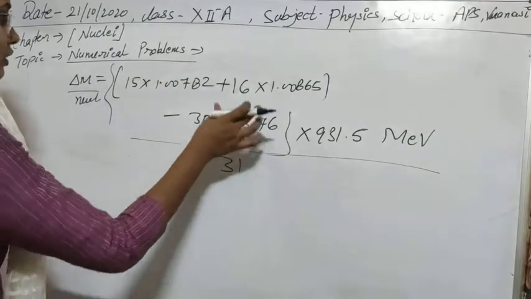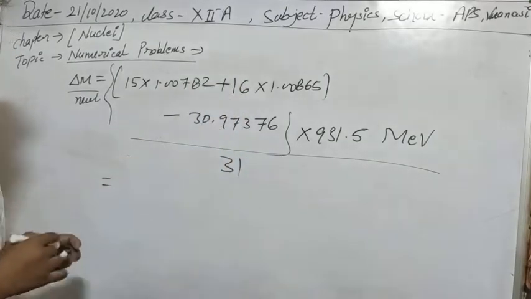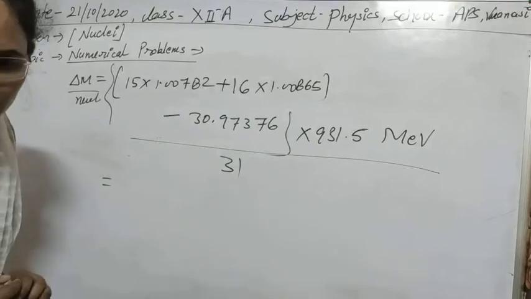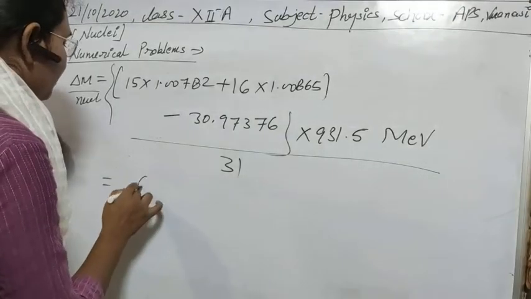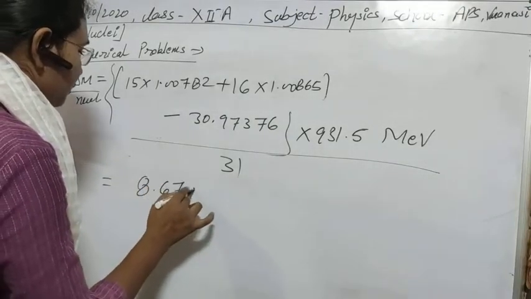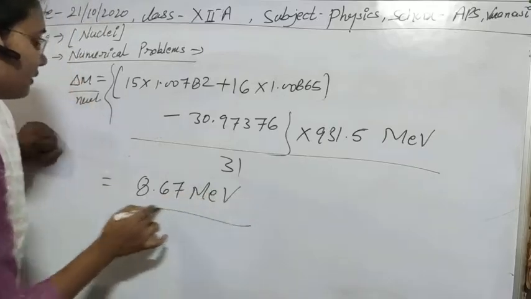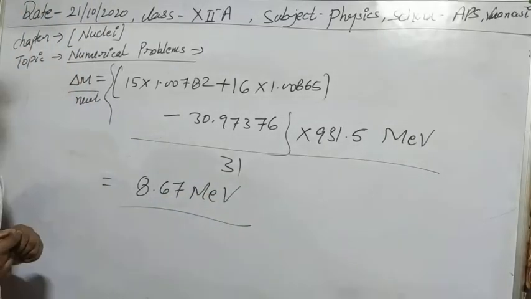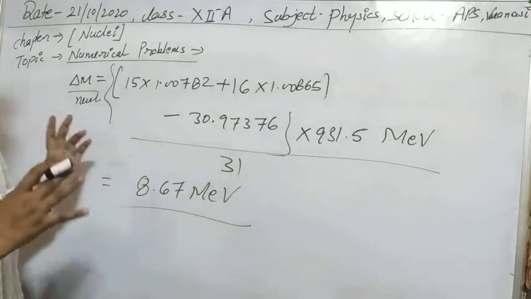So 31 nucleons are there, and we can solve this value, and after solving this we will get the binding energy per nucleon in this case, and that comes to 8.67 mega electron volt. So I think the problem is very simple to you.